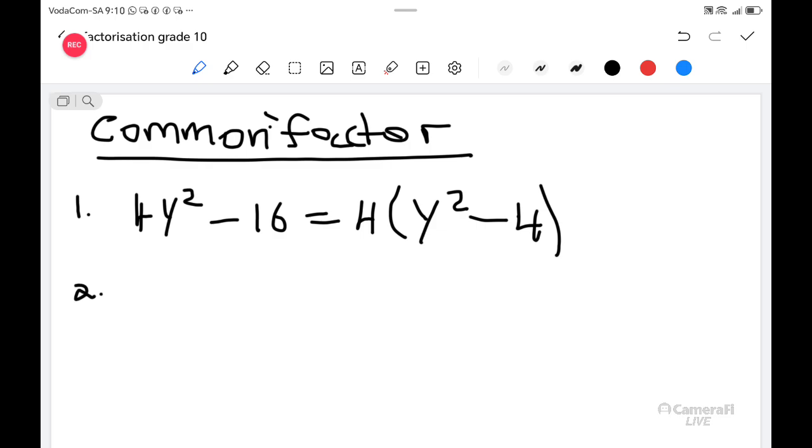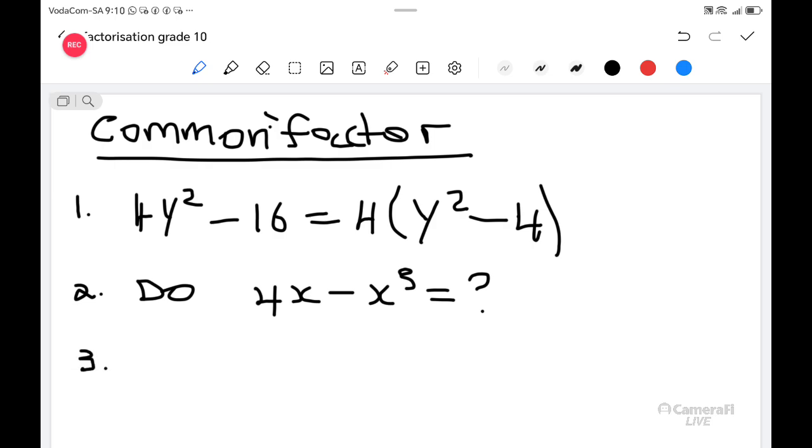Number 2, please do this one. Factorize 4x minus x cubed. This is for you, using the knowledge you learned.